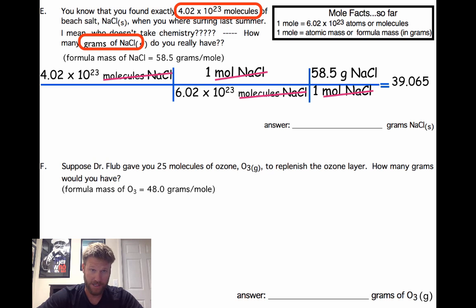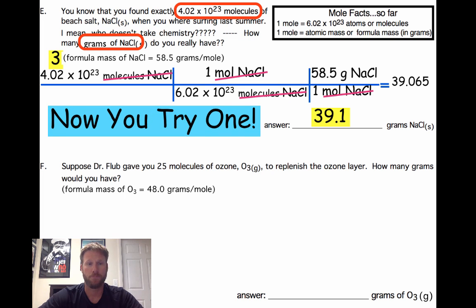39.065, which is an incorrect answer because it has too many sig figs. Go back to the initial number you started with. 4.02 times 10 to the 23rd has 3 sig figs. So our answer should be 39.1 grams of salt that you got from the beach this summer.